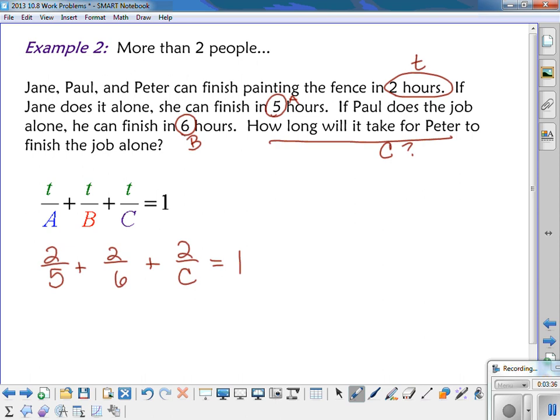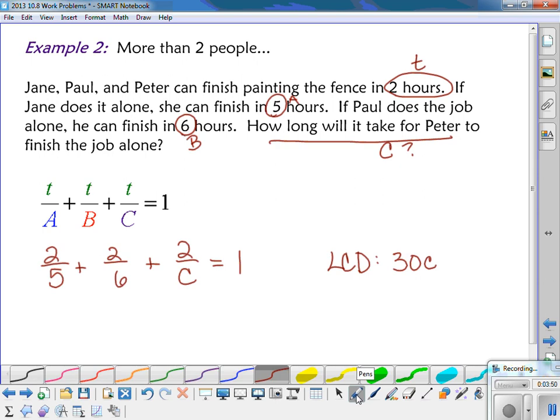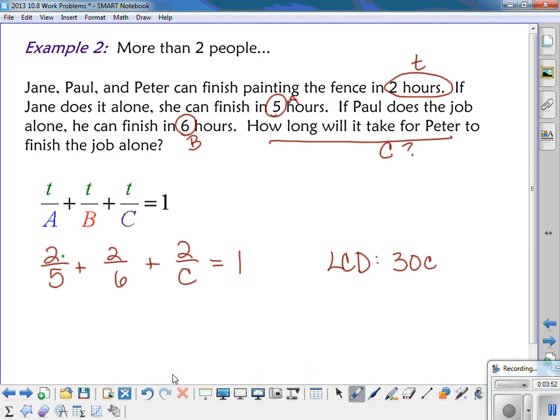So now I've got to figure out my LCD. What will 5, 6, and C all go into? 30C, right. So now I multiply everything on top by 30C. And then, of course, on the right side also times 30C. All right, so why don't you guys try reducing that and solving the rest of the problem on your own.